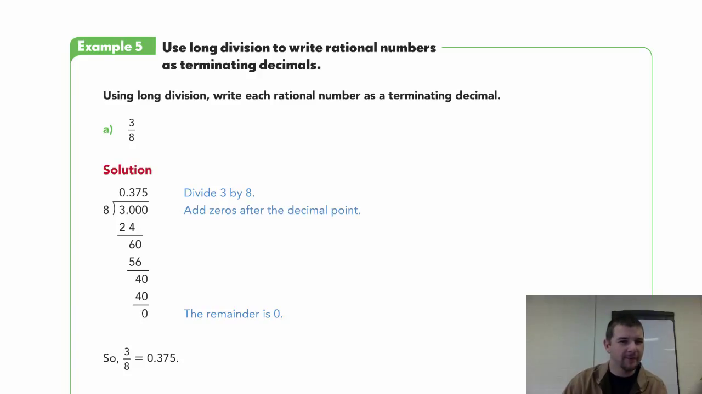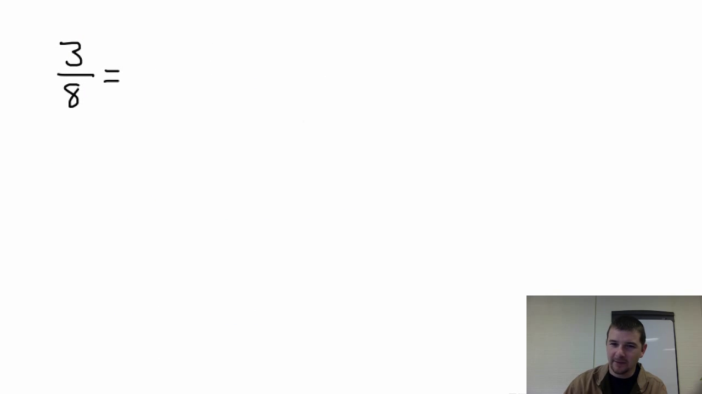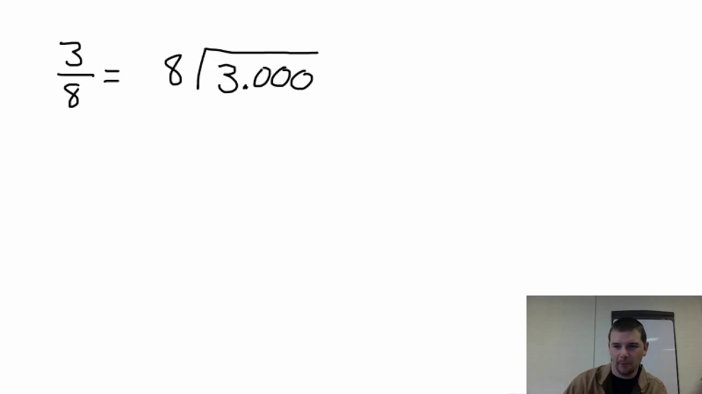And example problem 5. Use long division to write rational numbers as terminating decimals. Here we'll find a few examples, opportunities to practice this long division that will convert fractions to decimals. Starting with A, 3/8. Well, 3 divided by 8 can be rewritten as 3 divided by 8. And of course, we'll probably need to rewrite 3 as 3.0. And who knows how many zeros we'll need here as placeholders, but we'll find out soon.